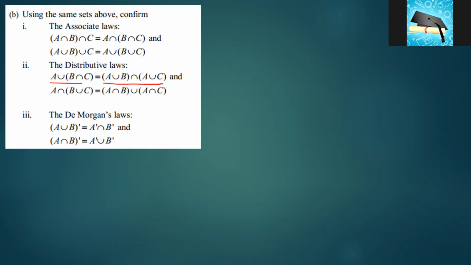Yes. The other thing you have to understand is that if they tell you to say, confirm that this is equal to this, or prove that this is equal to this, it means that they know this is equal to this. Now, they just want you to show. So you can use either or.